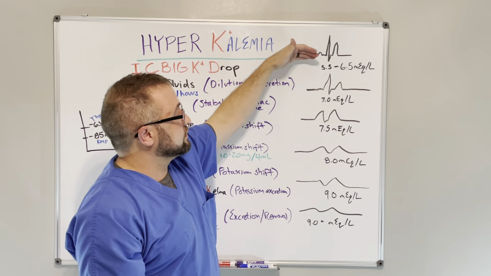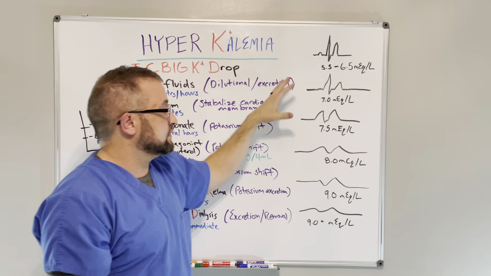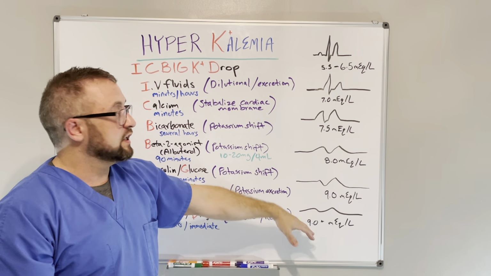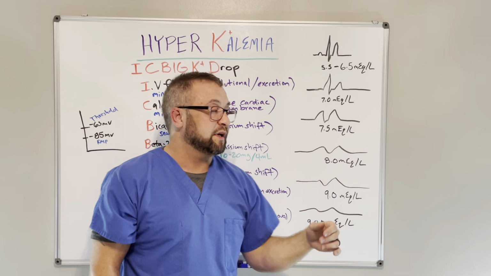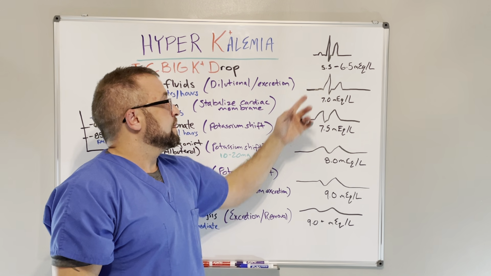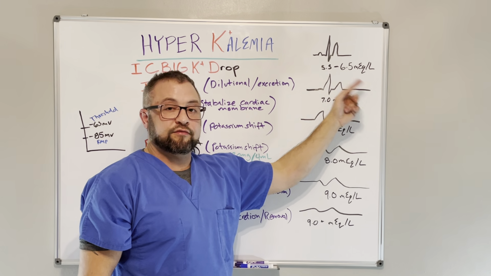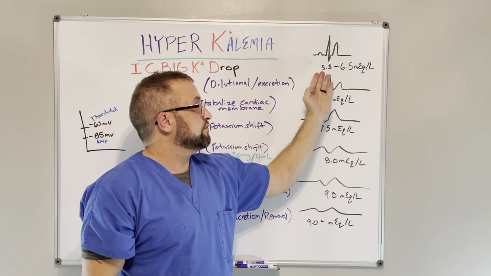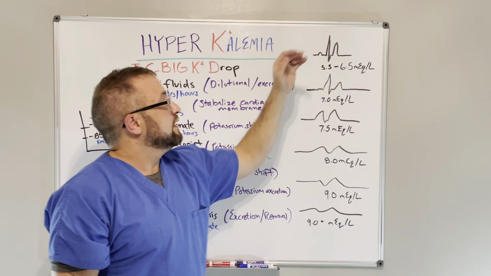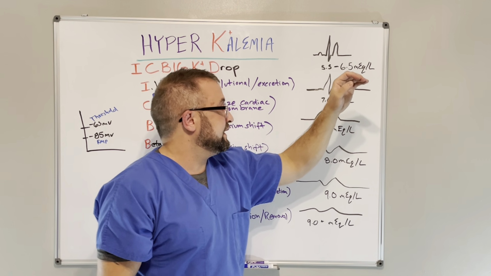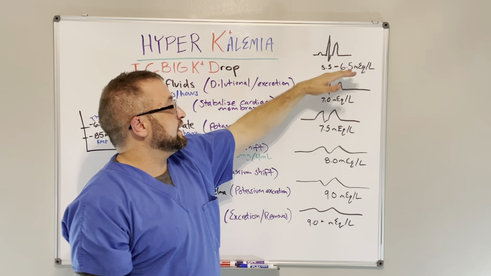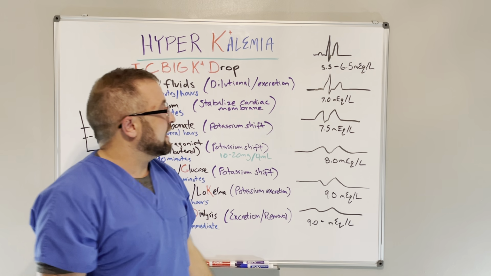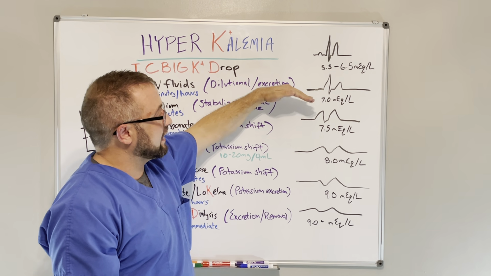So I've written some of the normal labs that are associated a lot of times with the changes till we get to the classic sine wave PEA pattern. Usually around when you get a little bit above 5, normal is 3.5 to 5.1. When we get between 5.5 and 6.5, that's when we see these tall peaked T waves. As we get higher and closer to 7, we'll start to see our P wave flatten out.